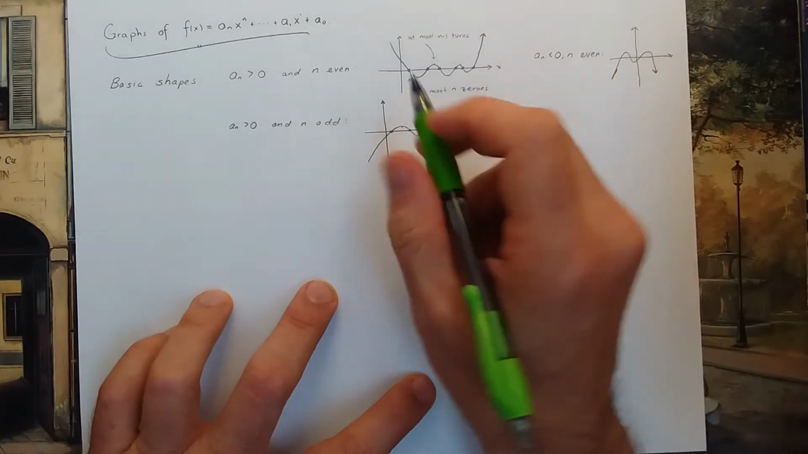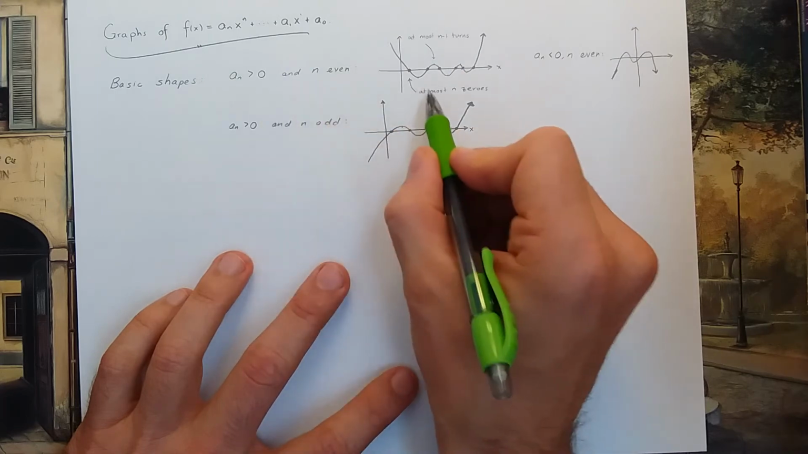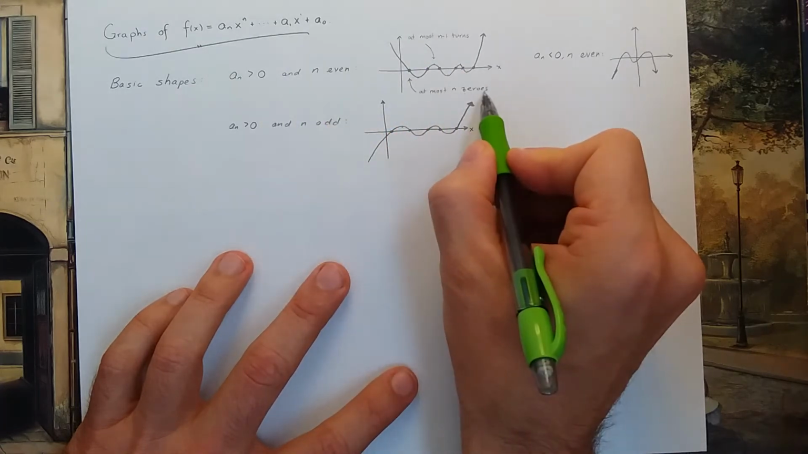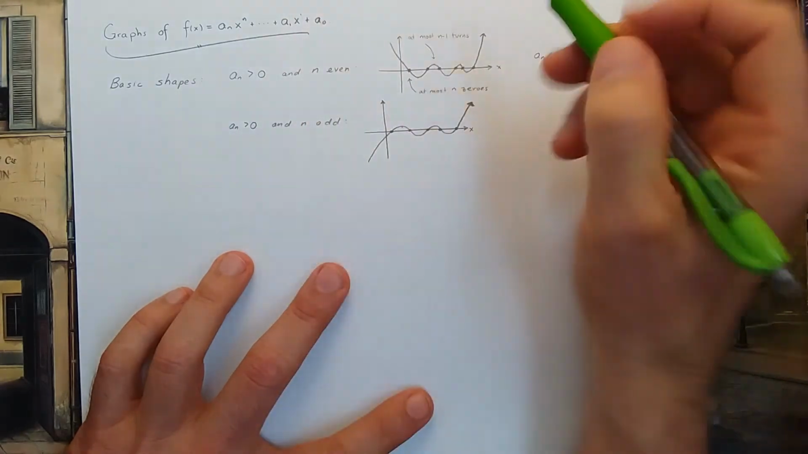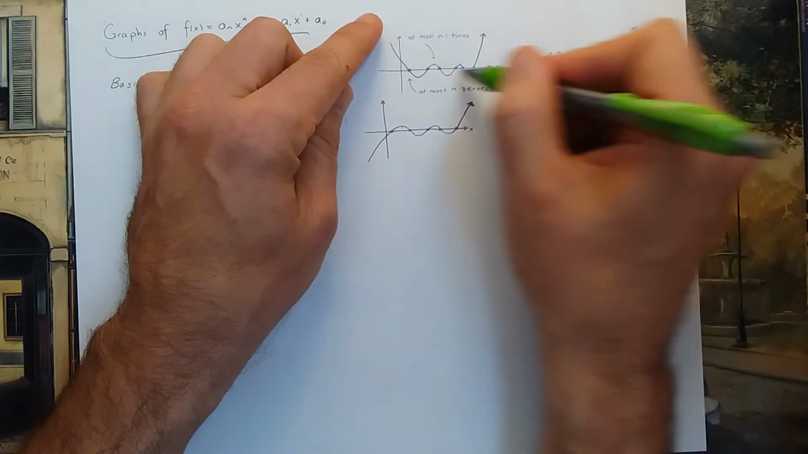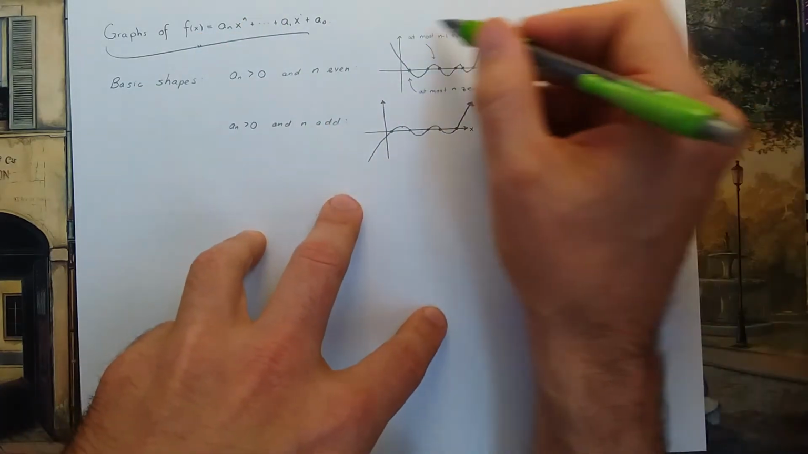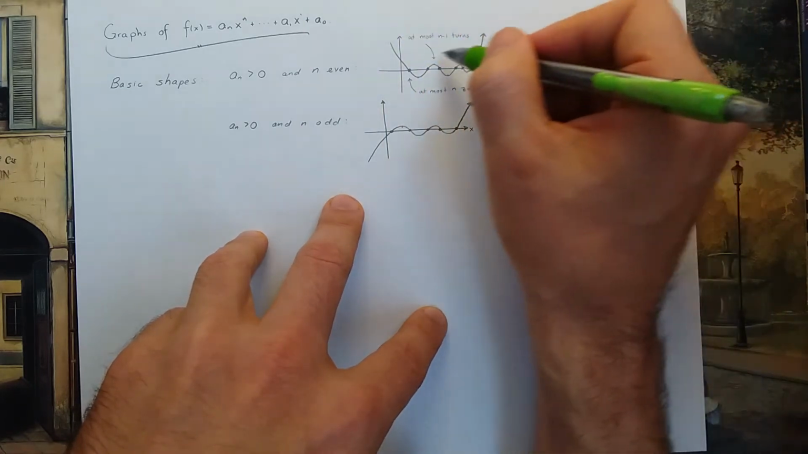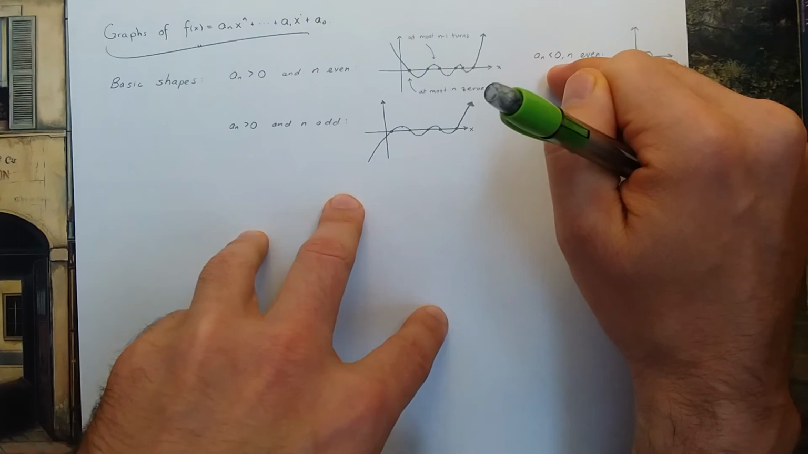And if you notice, I say at most n zeros. That's because I could take this whole picture, add a big constant to it, and push the diagram up so that there are no zeros. It does not intersect the x-axis at all. This is similar to the situation when you're graphing a parabola and the parabola is above the x-axis.